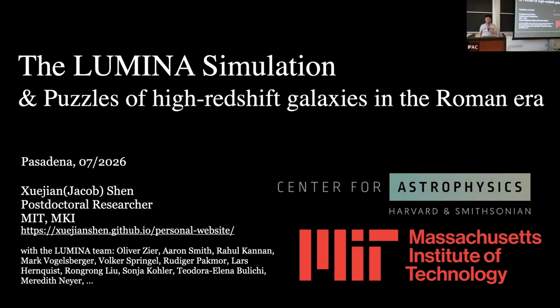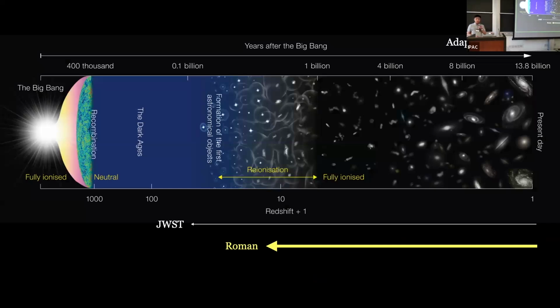Hi, I'm Jacob. I'm a postdoc at MIT, and today I want to give you an introduction of a simulation that we have been working on over the last few years and made an announcement just a few weeks ago. It's called Lumina. It's an extremely large volume radiation hydro simulation. I will talk about how we can use it to explore a few puzzles of the high-redshift galaxies in the Roman era.